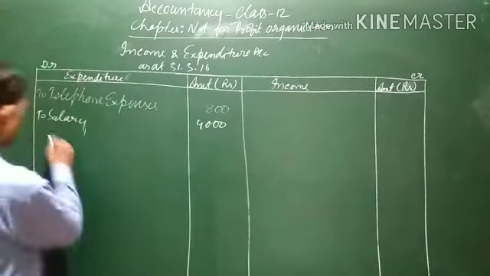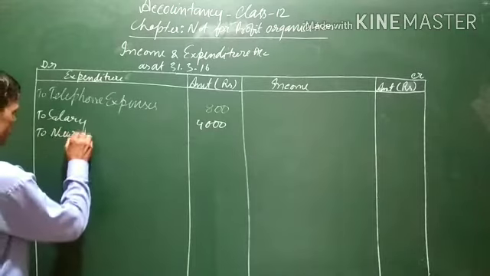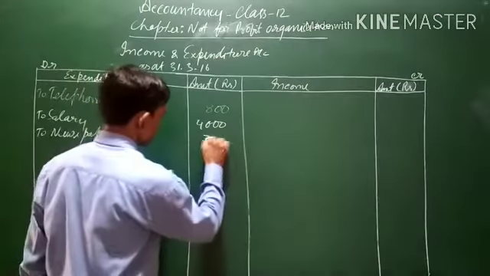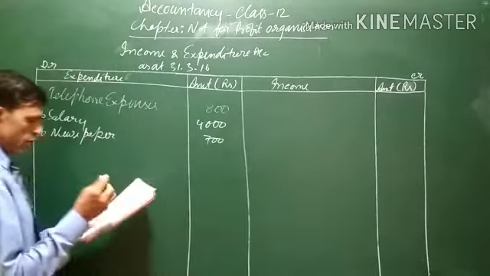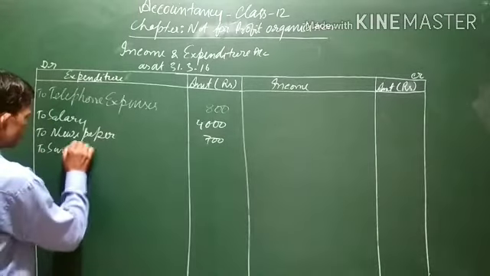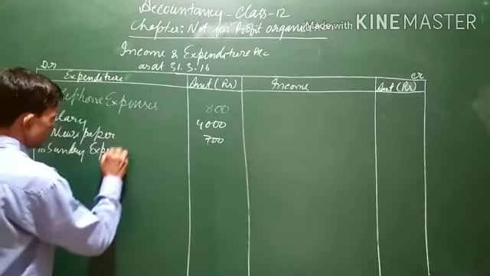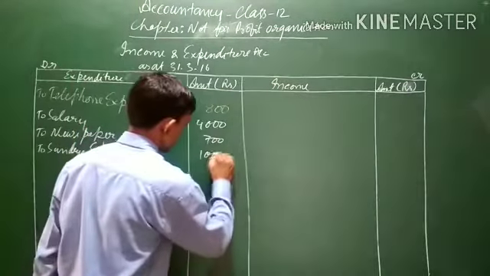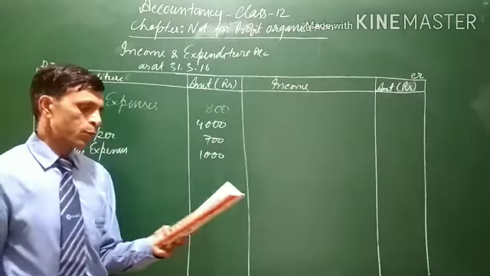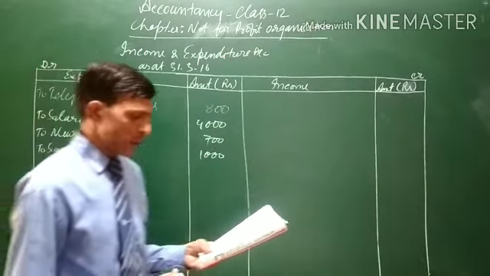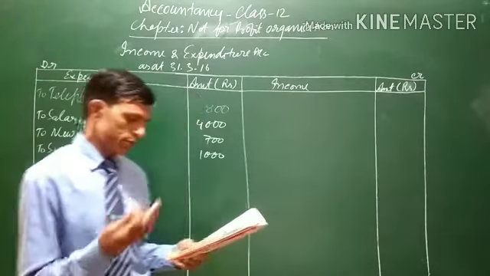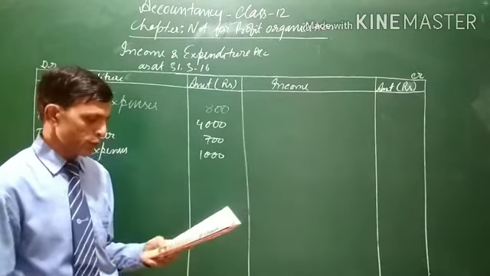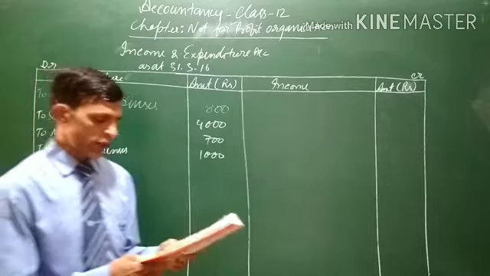Again, newspaper is there. To newspaper, the amount is 700. Then sundry expenses is mentioned. To sundry expenses, the amount is 1,000. Next are defense bond as well as land. These are of capital nature. They will be mentioned in the balance sheet, which we will prepare later. Again, closing balance of cash is given. This will also be mentioned in the balance sheet.